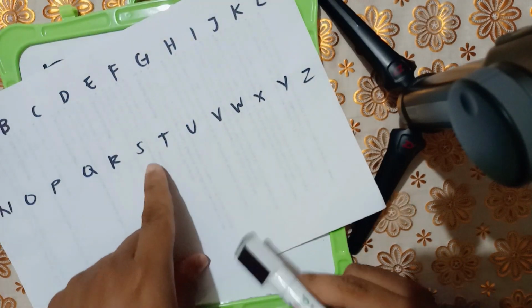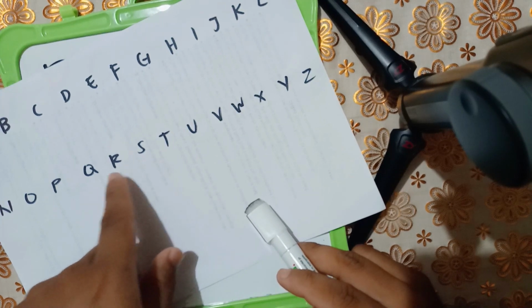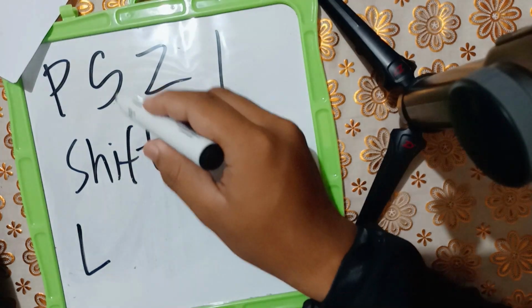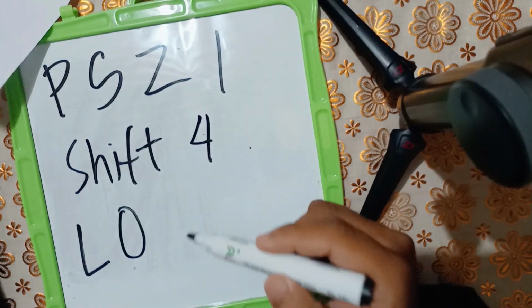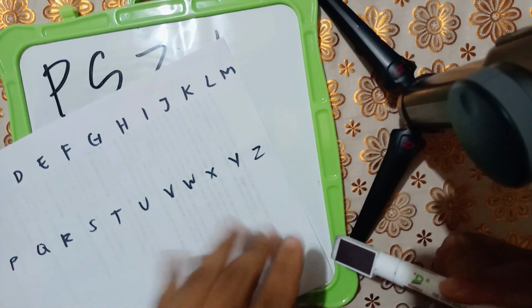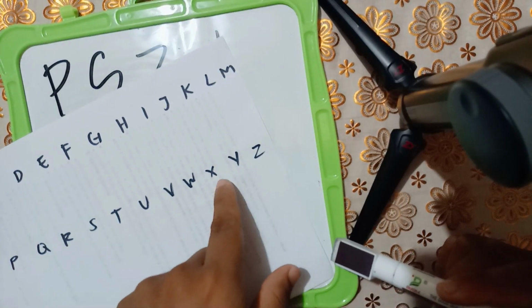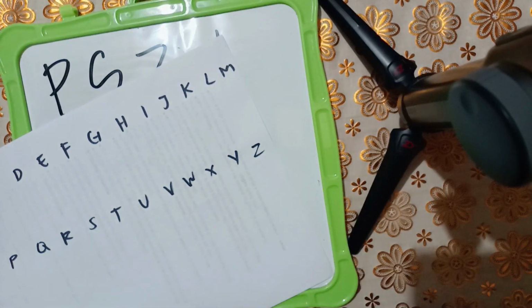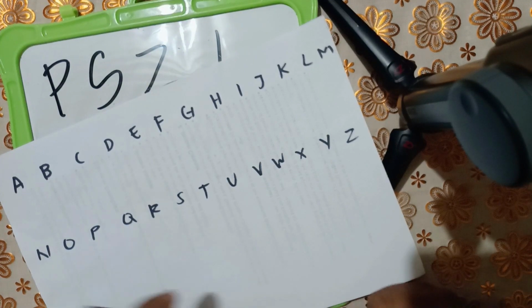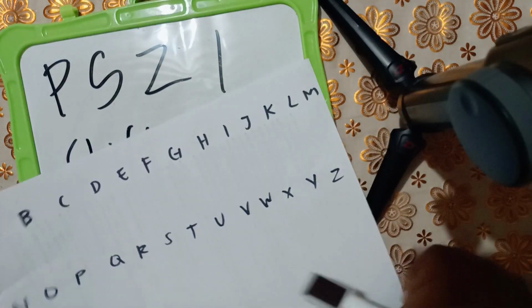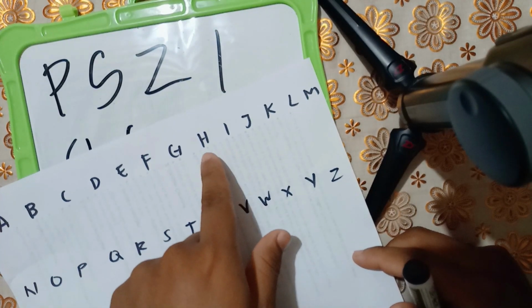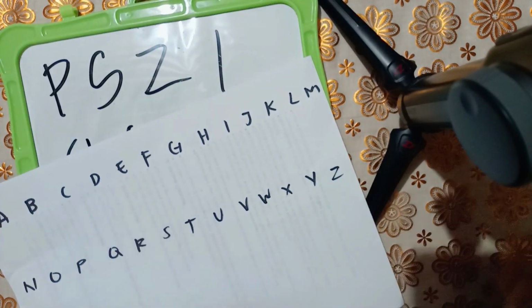So from S, we have R, 1, 2, 3, 4. So O. And Z. From Z, let's count 4 steps backwards: 1, 2, 3, 4. So V. And I. Let's find I here. So I, four steps: H, G, 1, 2, 3, 4. So E.